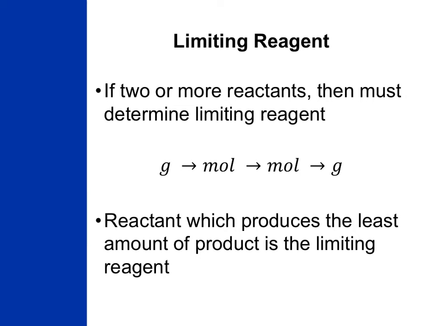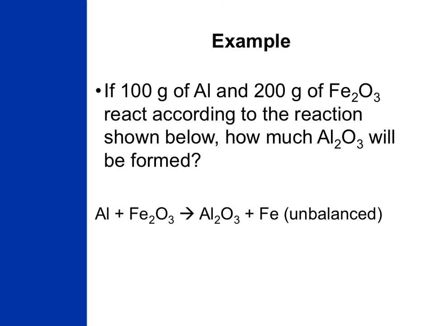You can then compare between different reagents to see how much of the product you were able to produce, because whichever starting material produces the least amount of product will tell you which is your limiting reagent. Remember, the limiting reagent is the reactant which produces the least amount of product. Let's look at an example.